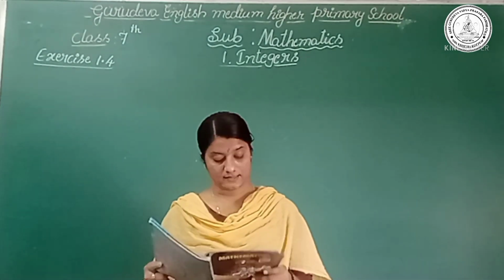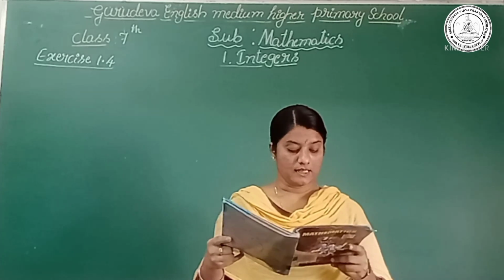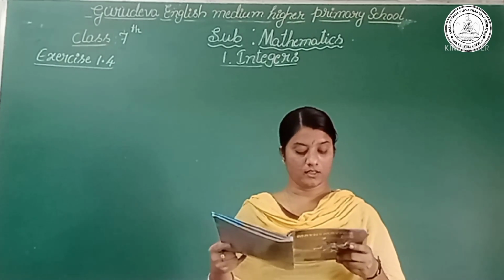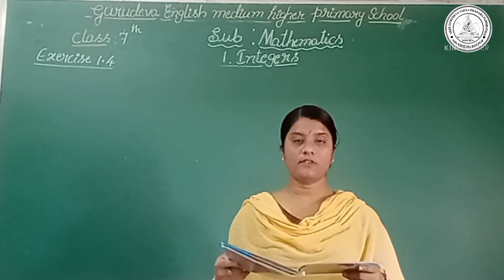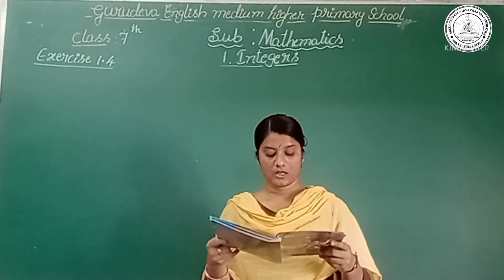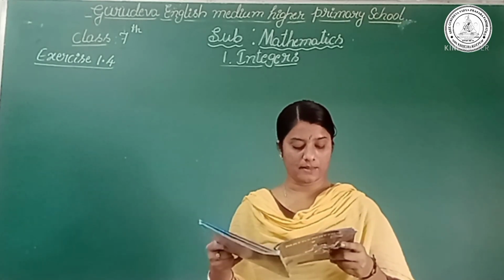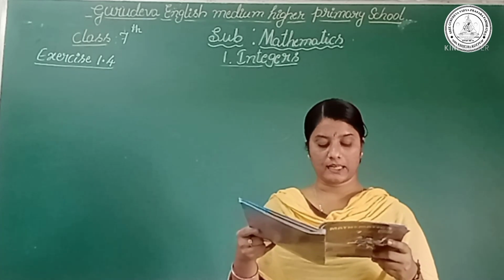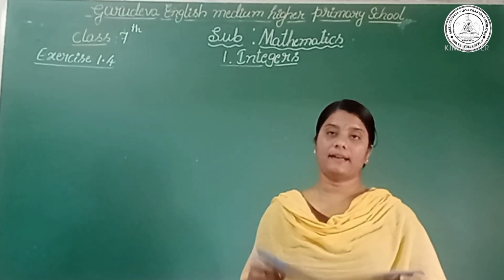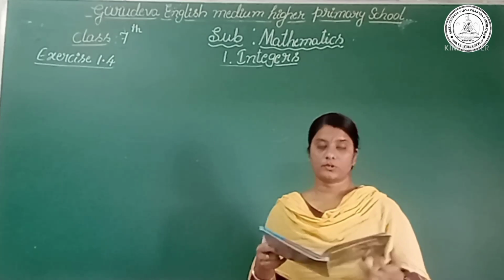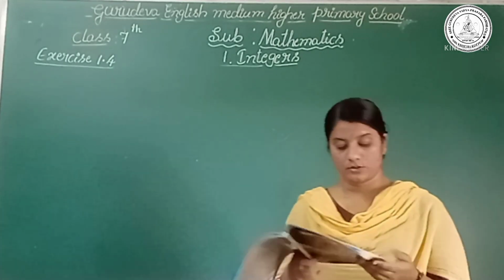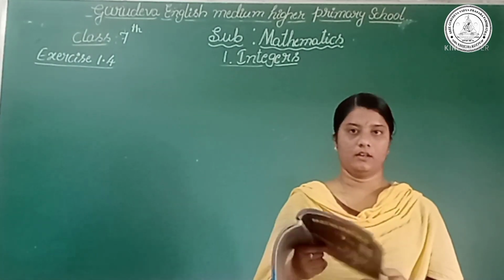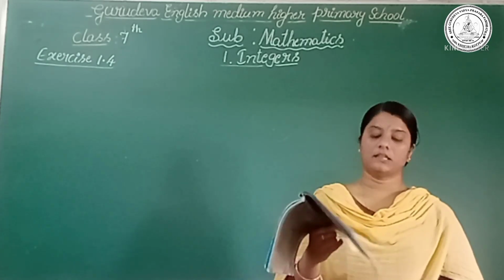Okay. The last question is 7.1. An elevator descends into a mine shaft at the rate of 6 meters per minute. If the descent starts from 10 meters above the ground level, how long will it take to reach minus 350 meters? So here an elevator means like a lift, to lift things.